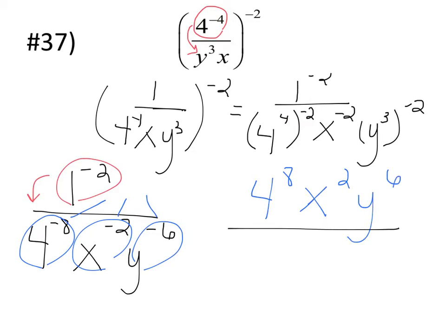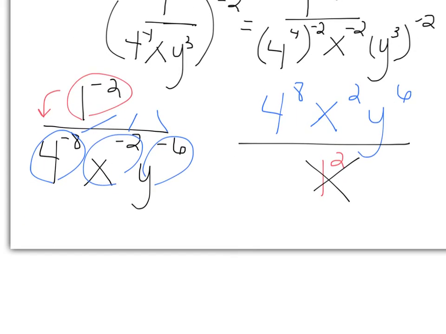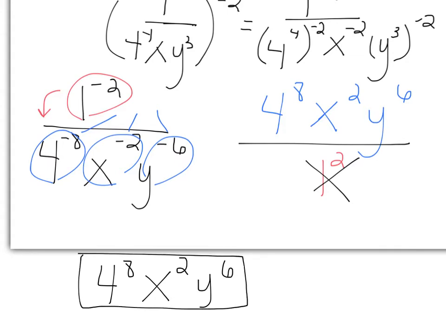all over 1 squared in our denominator. And 1 squared is just 1, so we're not even going to write that in our denominator. So our answer is just going to be 4 to the 8th, because we're not even going to try to put that in a calculator, x squared y to the 6th. And it would be over 1, because 1 squared is just 1, but we don't write that.